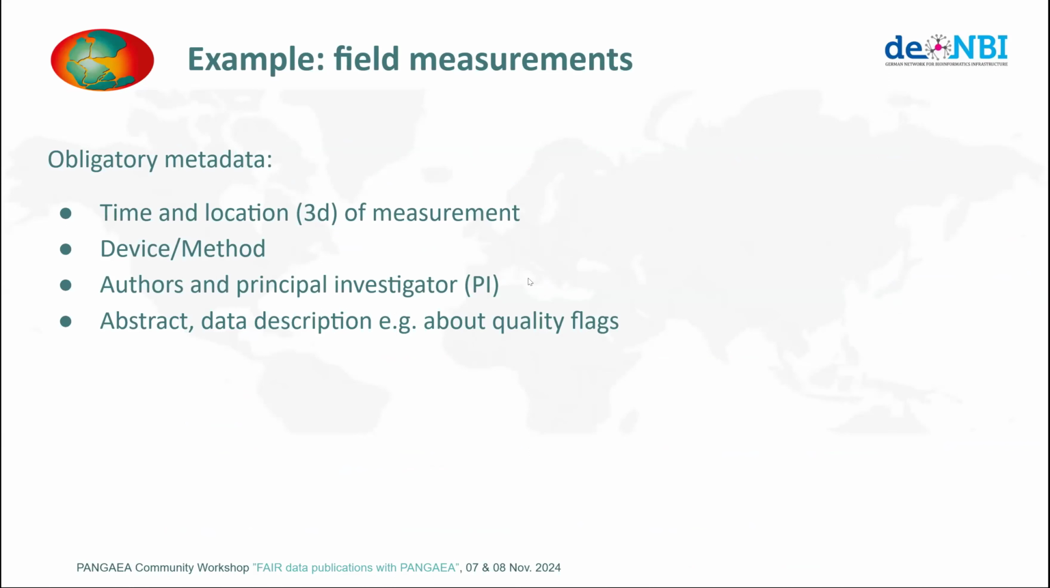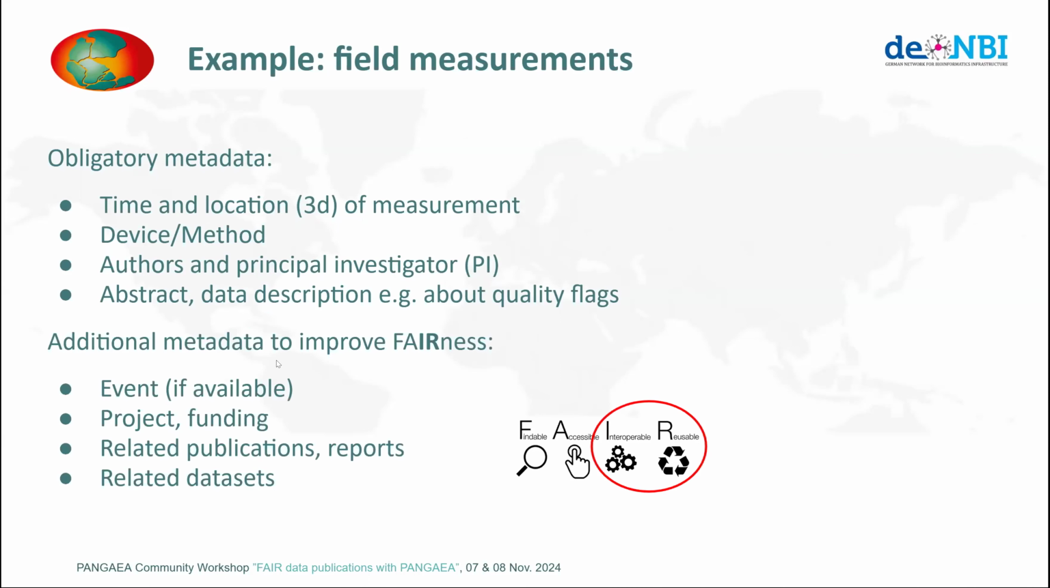All right, so if you submit field measurements data like this in the form of a table, the obligatory metadata that we will ask from you is time and location, in three dimensions is the location. And then oftentimes it's really important for you to also provide the device and methods and authors and principal investigators for each of the data series. Abstract is compulsory, data description. Maybe if you are using quality flags, then description what these quality flags mean. So basically the whole table must be understandable without reading a paper related to this data set.